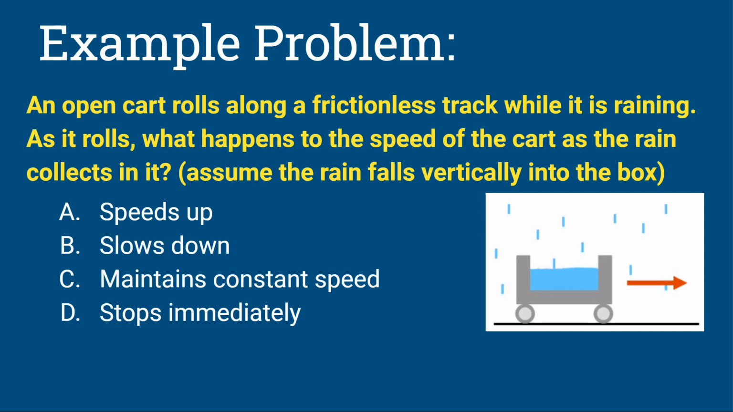Okay, so this one says, an open cart rolls along a frictionless track while it is raining. As it rolls, what happens to the speed of the cart as the rain collects in it?